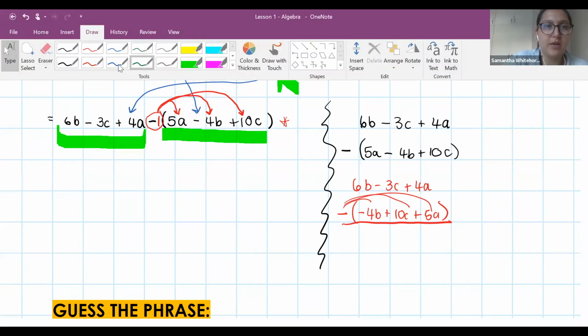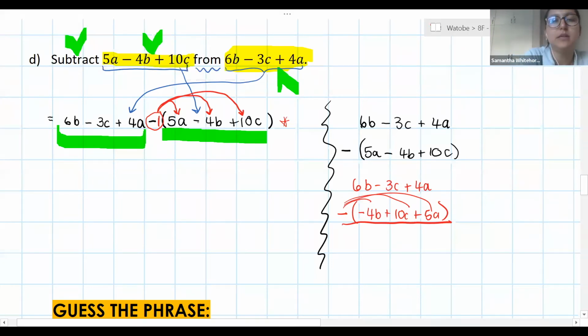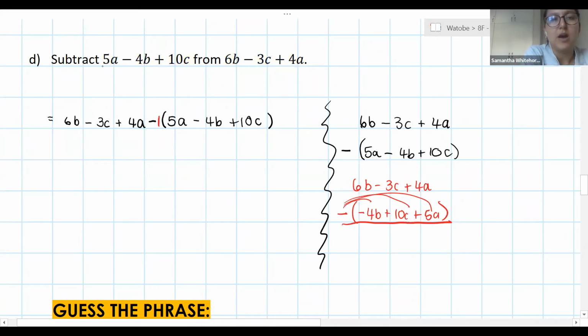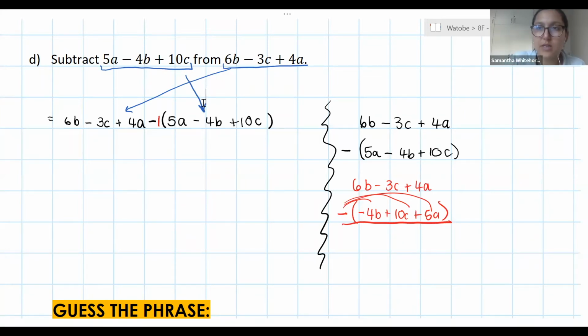Okay, I haven't seen any answers, so maybe let's go through it together so that we can see what's happening. So again, I want to subtract 5a. I'm just going to take off all of the colors so it's not so distracting. I want to subtract this first expression from this second expression. So the second one has to come first because I want to take away from it. Cecilia, do you want to tell us or do you have a question?